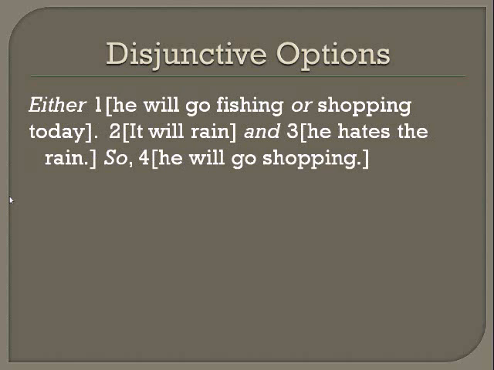So let us now number them and put brackets around the individual claims. As you notice, I used a single claim number for the entire disjunction: he will go fishing or shopping today. It's acceptable if you wanted to have those as two separate claims: he will go fishing, or he will go shopping today. If you want to, you could have numbered them as separate claims, or you can number the entire disjunction as a single claim.